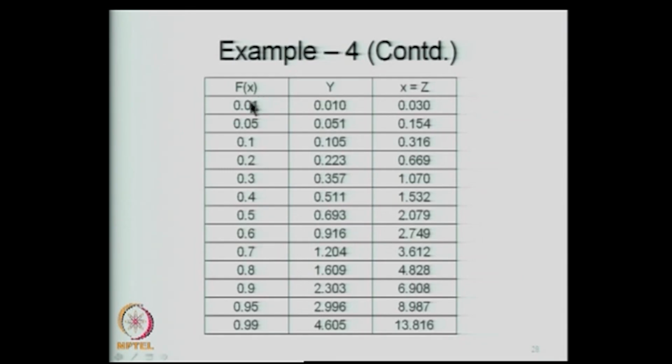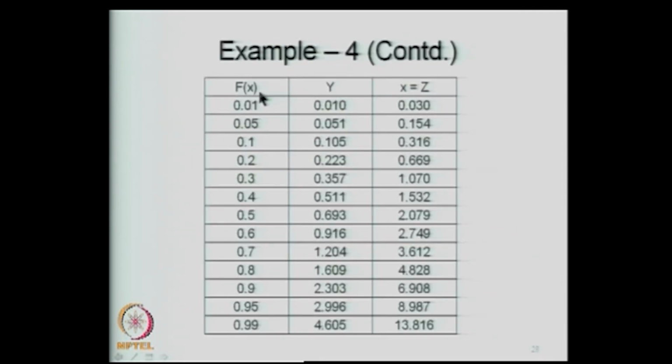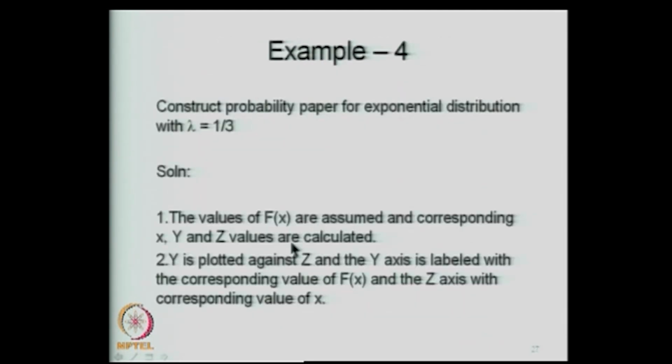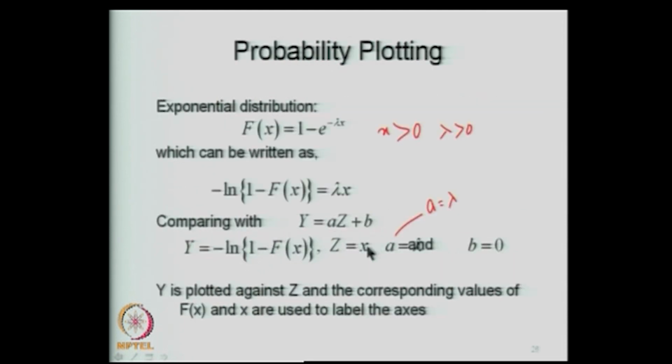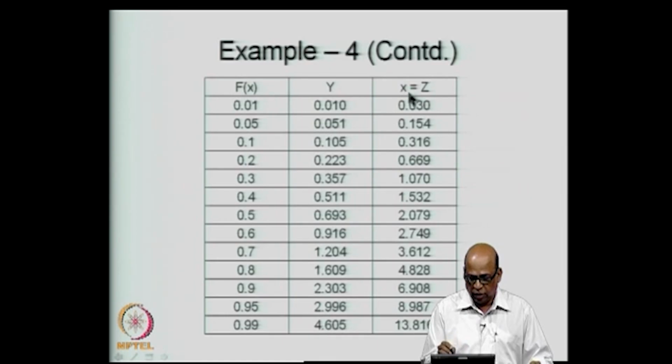So, we are assuming f of x here, and from f of x we use this expression to get y, which is minus ln 1 minus f of x. So, this is minus ln of 1 minus f of x, that is how you get y, and x is equal to z itself. So, you get z here is equal to x, and the associated x value you get from here. So, you will get x is equal to z. So, you are fixing f of x, getting y, and from f of x you are getting x and then that itself is equal to z.